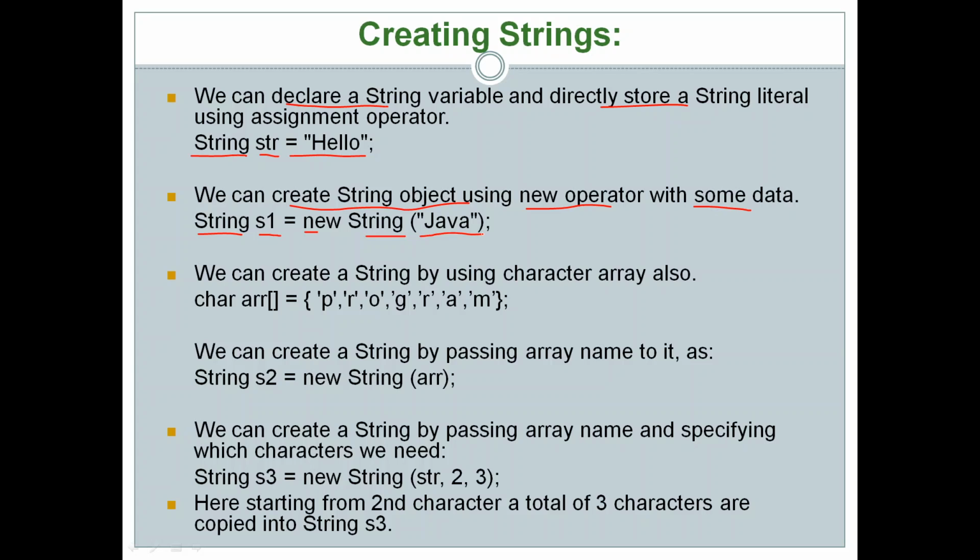Okay, there are various other ways by which we can create a string. We can create a string by using a character array. Also you can create a string like this, char arr array brackets is equal to, in curly brackets, you can see every single character is declared separately in single quotes, 'T', comma, 'R', comma, 'O'.